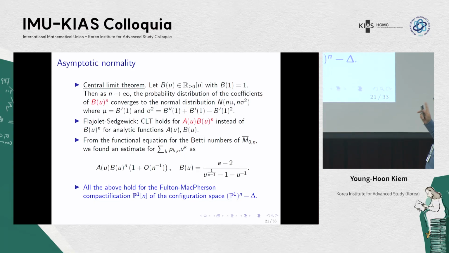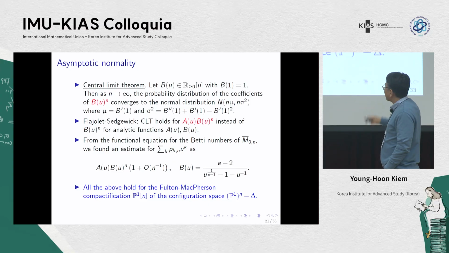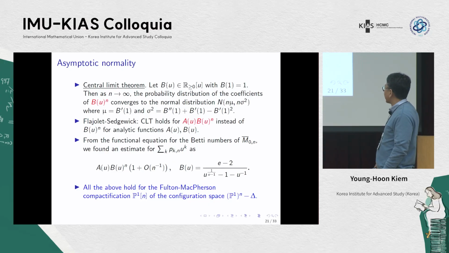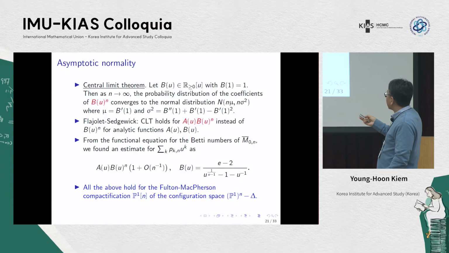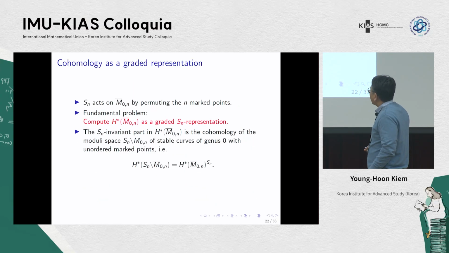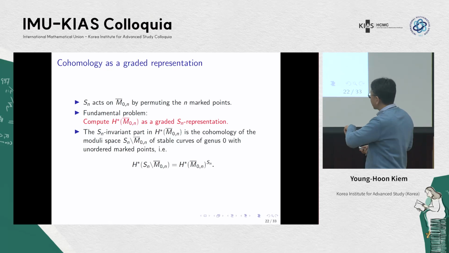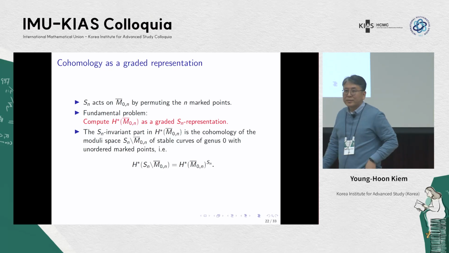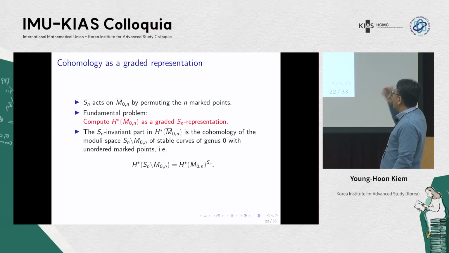So that's all I know about probability theory. And what I want to add is that all these theorems work for the Fulton-MacPherson compactifications, a related moduli space, and we have the same theorem for Fulton-MacPherson compactifications. Right, so I have only five more minutes remaining. But let me just skip through what other questions we can solve with respect to the cohomology of M0,n bar.